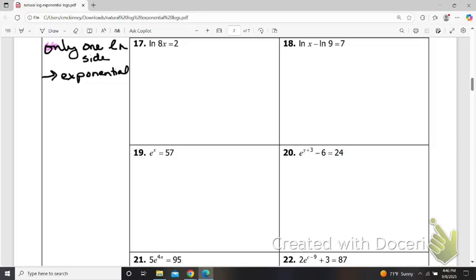So, what is the base? The base is e, remember? So then this is e to the second power is equal to 8x. Then we're going to divide by 8 because we're trying to get x by itself. And then this would be an exact answer, e squared divided by 8. Okay, that is the exact answer. Kind of like leaving something with pi in it is exact.